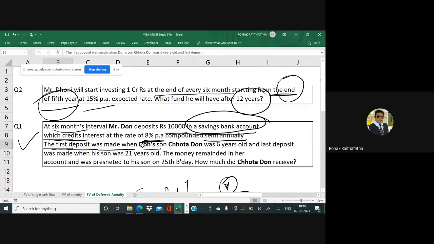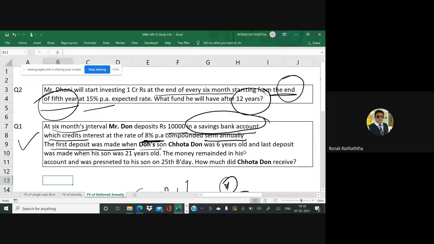The first deposit was made when Don's son, Chota Don, was 6 years old, and the last deposit was made when his son was 21 years old. The money remained in his account and was presented to his son on his 25th birthday. Some people ask why you are changing the gender of him? Okay, let me convert this her to his.